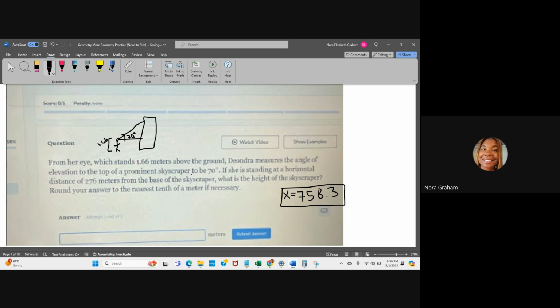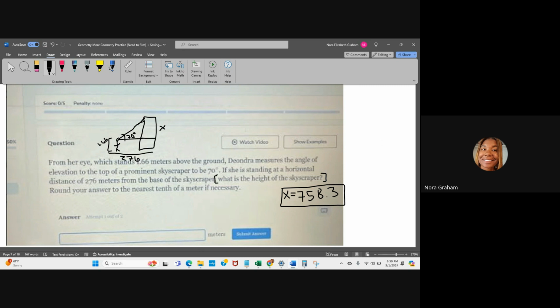If she is standing at a horizontal distance of 276 meters, so from here to here, that's going to be 276 meters. So they want to know what is the height of the skyscraper. Okay. They want to know all of this. For right now, since I'm able to draw a triangle like this, and let's just imagine that's at the very top right here, I'm able to find this height. Okay. So let's go ahead and find that first. I'll mark that as X.